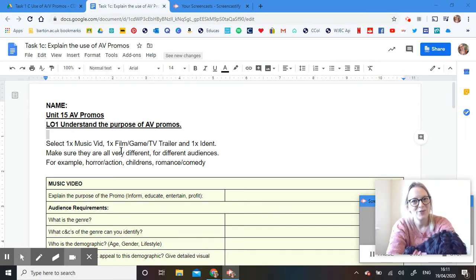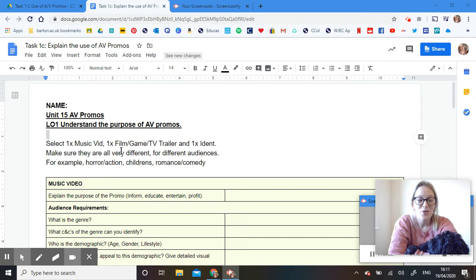But I think you'll be able to find a music video and a film, a game, and a TV trailer quite easily. Please make sure that they're not too old, these music videos, okay? So we don't want anything from like the 90s. Please try and keep these music videos and trailers relatively current, please. And you need to make sure that you're picking 3 products that are all really different.